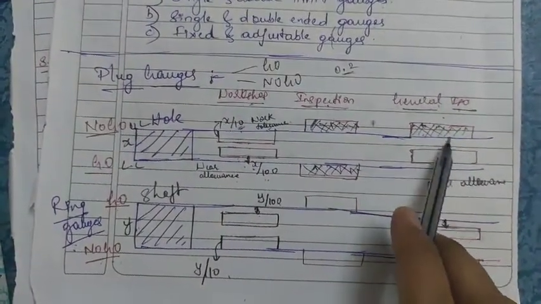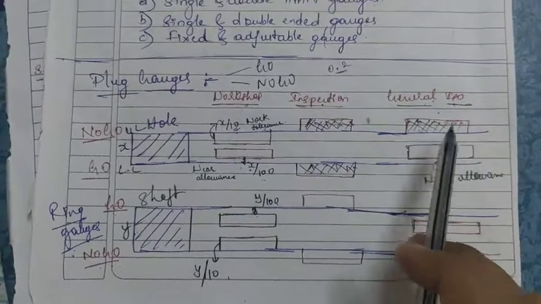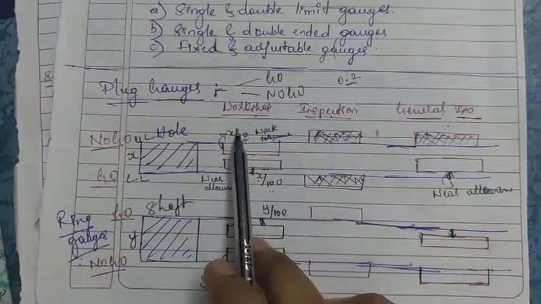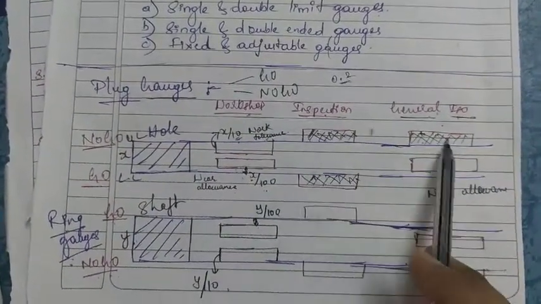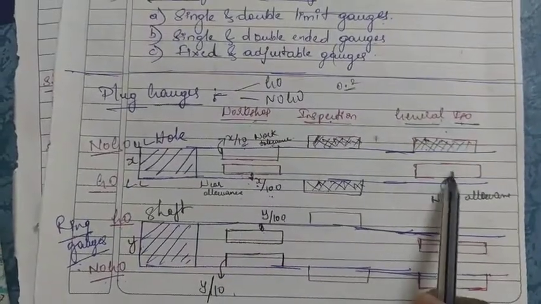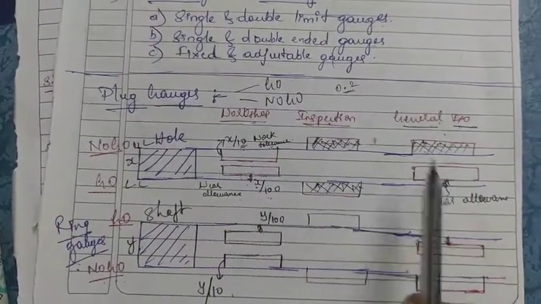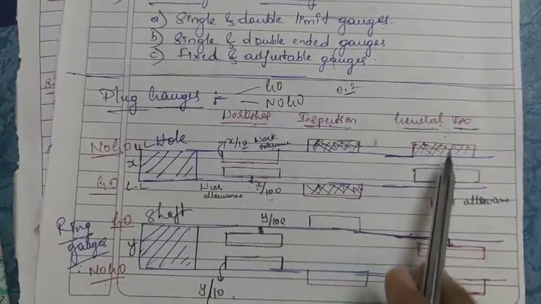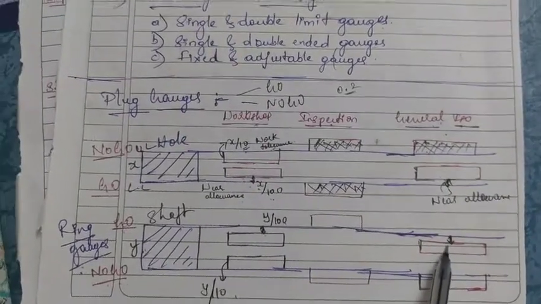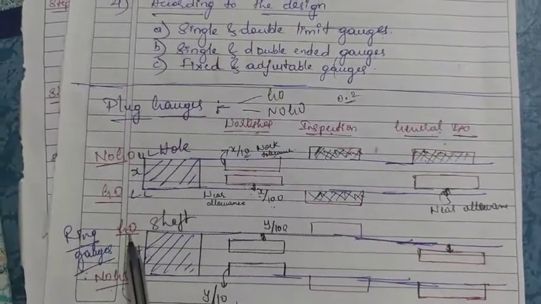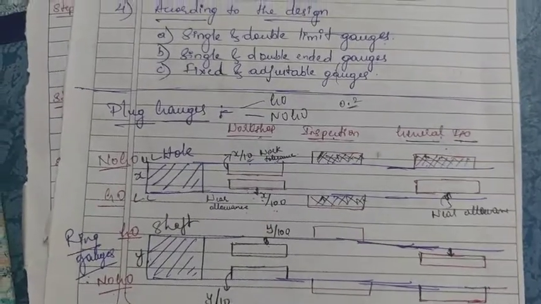This is the general ISO, that is International Organization for Standardization, type. It is a combination of both workshop and inspection. It is a combination of inspection and wear allowance that we have maintained here. Here we have taken from the workshop gauge, a combination of workshop and inspection. Here also the same inspection and workshop. For ring gauges, the go gauge will be at the upper limit and the no go gauge at the lower limit.